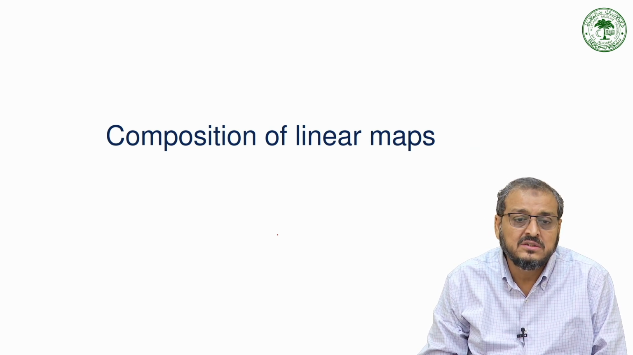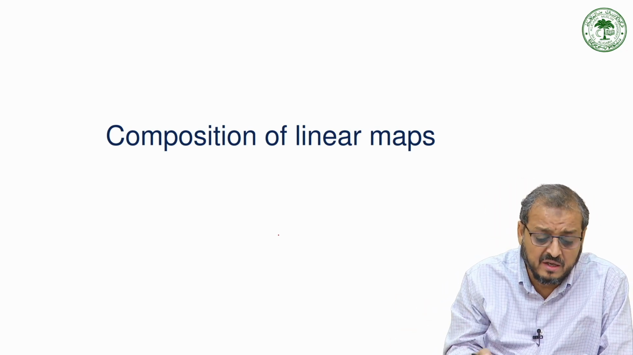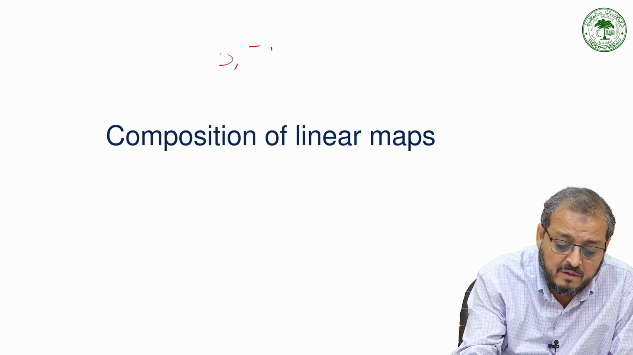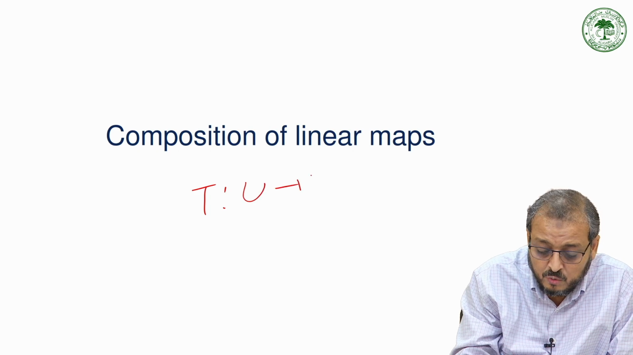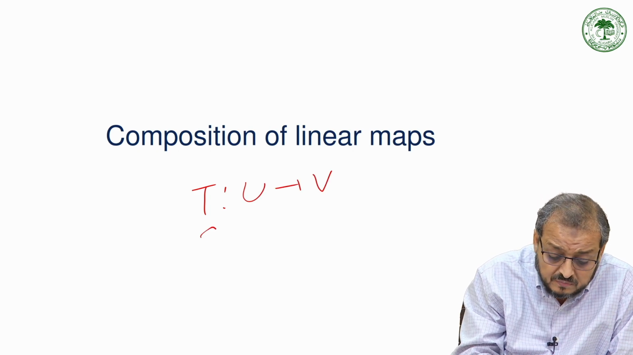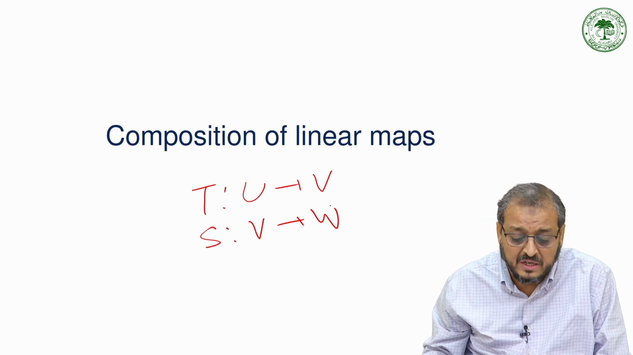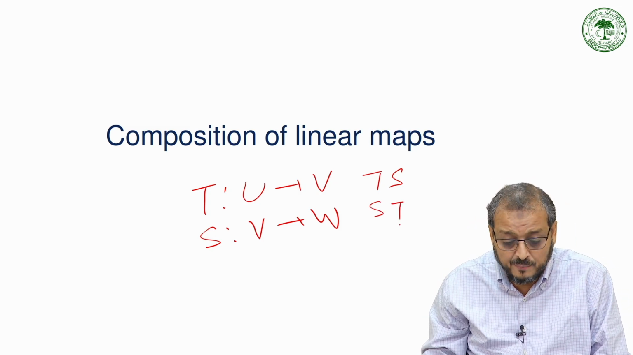In this class, we start with the composition of two maps, meaning we take two linear transformations. Suppose T is from U to V, and S is from V to W, two linear maps. Then we can define the linear map ST, and that is called the composition of these two maps.